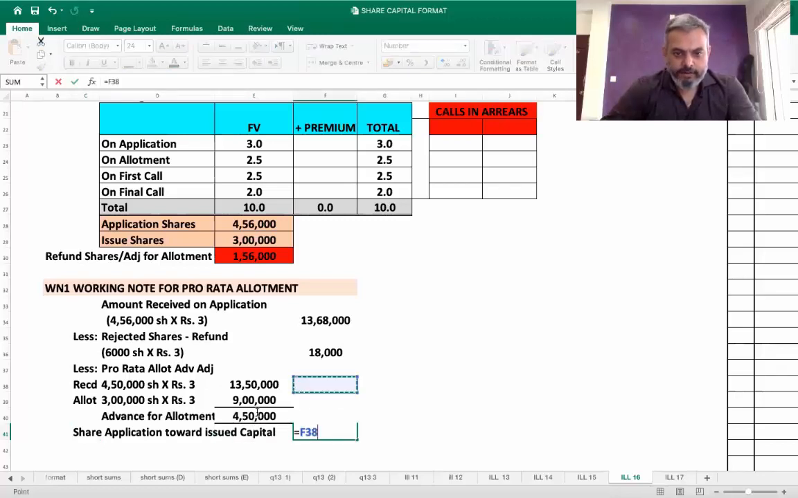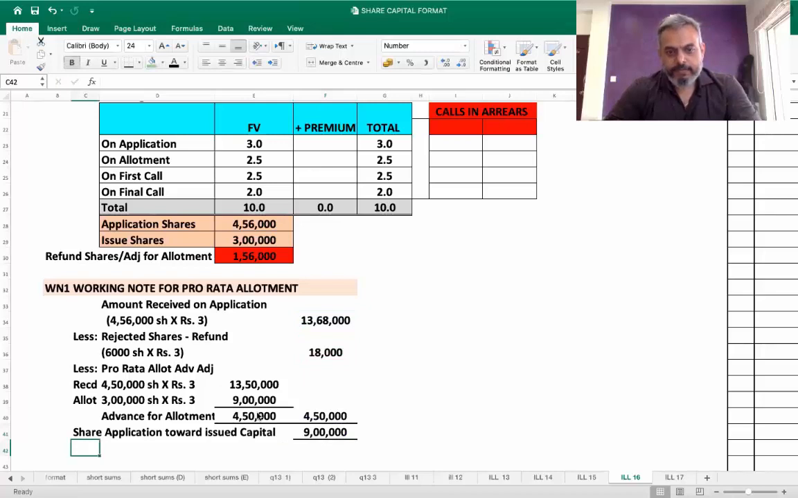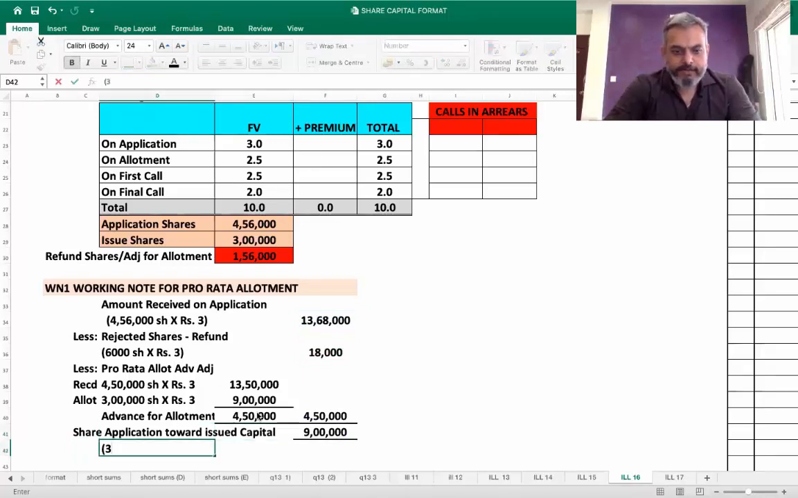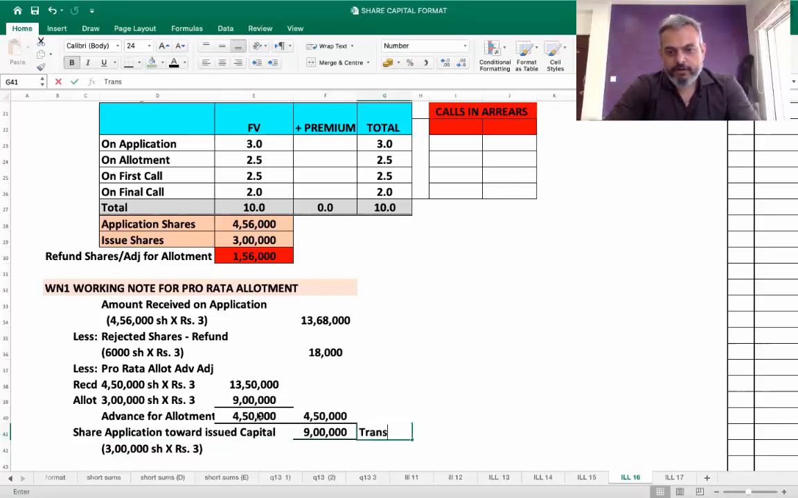So 13,68,000 minus 18,000 minus 4,50,000. Let's check. 3 lakh shares into rupees 3, 9 lakh. It matches. Now this will be transferred to capital.